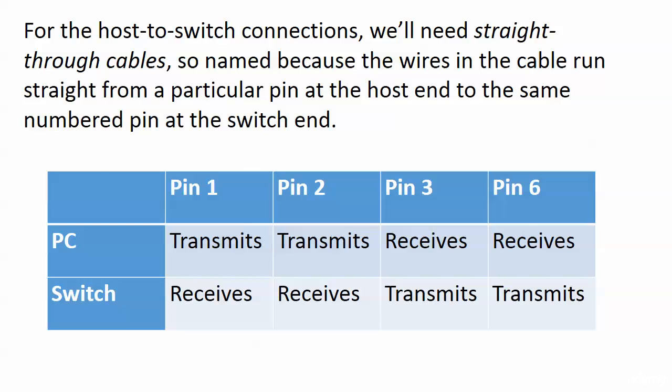Now the chart I have up here explains why we use a straight-through cable for this kind of connection. Your host, your PC in this case, is going to transmit on pins 1 and 2. Your switch receives on pins 1 and 2. So we're gold there, right? The PC is talking and the switch is listening to the same pins. As for these other two pins, 3 and 6, the switch transmits on 3 and 6, and the PC listens to 3 and 6. So, hey, it's a perfect relationship, right? We don't have to do anything with this, and we can just use a regular straight-through cable.